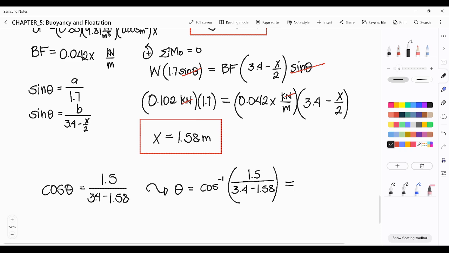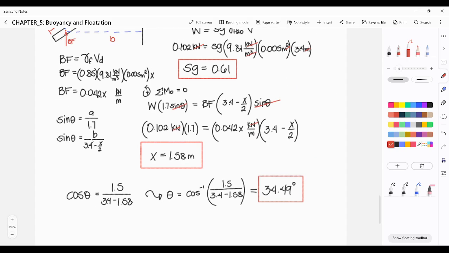Ang lalabas na value, mga kasama, is 2 decimals na lang ulit. That is 34.49 degrees. Naging temperature. Ayan. Nakuha na natin yung nawawalang missing angle for equilibrium.